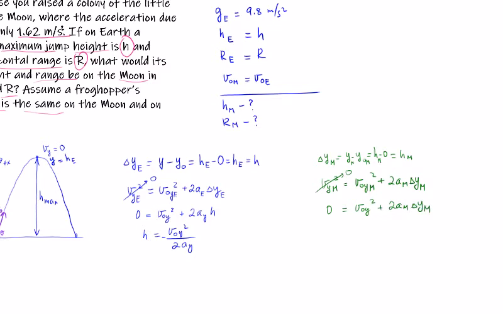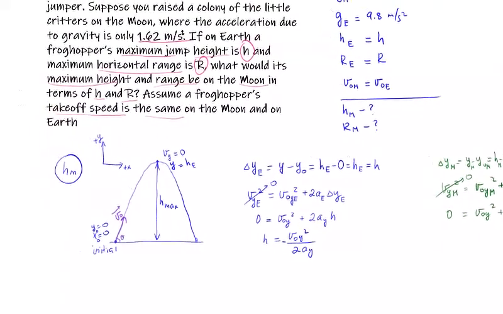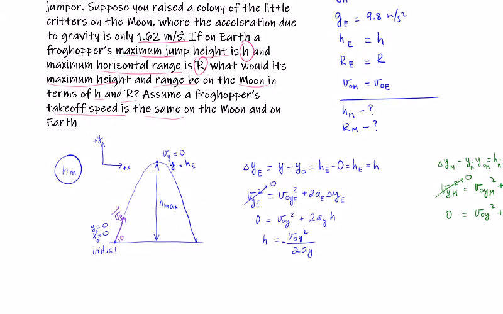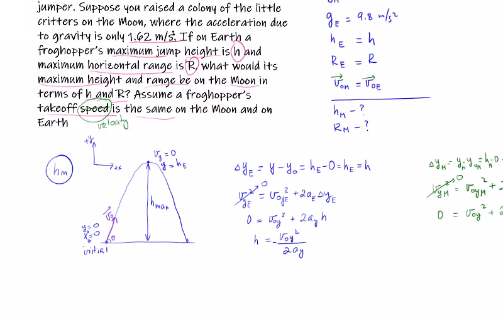There is one little thing that you might disagree with me on, where it says assume frog hopper's takeoff speed is the same. Although it says speed, I honestly think this is a mistake in the problem. It actually needs to be velocity, which means the angle theta on the Moon and on the Earth are also the same. So pretty much we should put the vector sign in here, which means the theta is also the same.